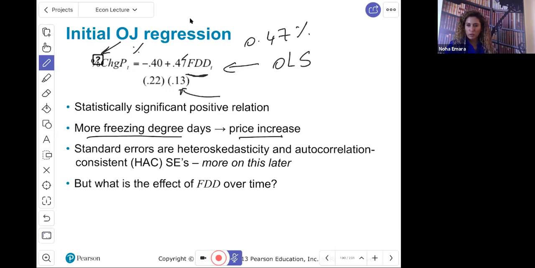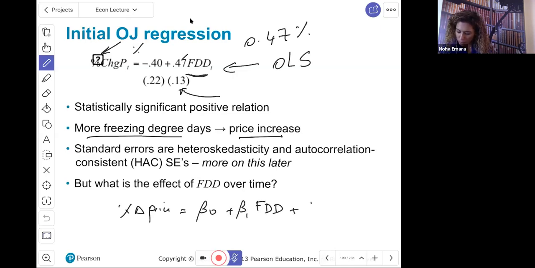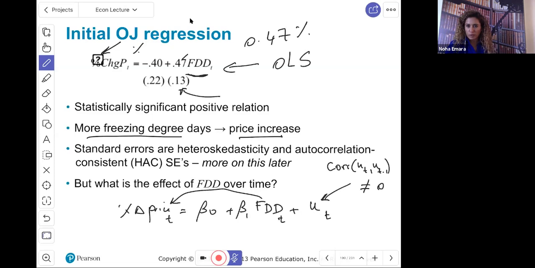How about the standard error? Is this the normal standard error that we used to use, the regular OLS standard error? But now we have some type of autocorrelation, right? Let me explain that. This is the percentage change in price. It's equal to beta naught plus beta one freezing degree days plus U. And everything is moving over time, so I need to have a subscript t here, right? What we have in this slide is this impact on this. But I do have other factors that would also affect the price, okay? And these factors are correlated over time. So the correlation between U_t and U_{t-1} might not be equal to zero. We don't care whether this is positive or negative, but it's non-zero.